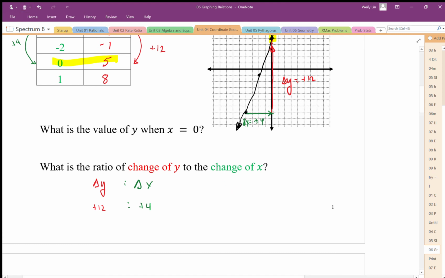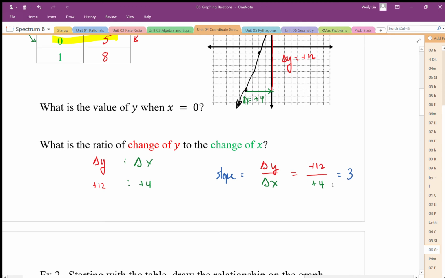We're just going to give it its name. It's slope. So the slope is equal to the change in y, which is plus 12, over the change in x, and that's plus 4, which gives us a slope ratio of 3 to 1. When we divide, we get the slope ratio of 3. As a one number slope, remember that the other number implied is 1.